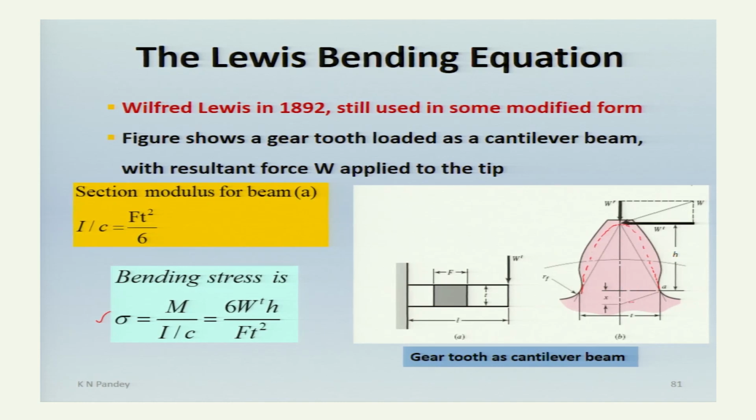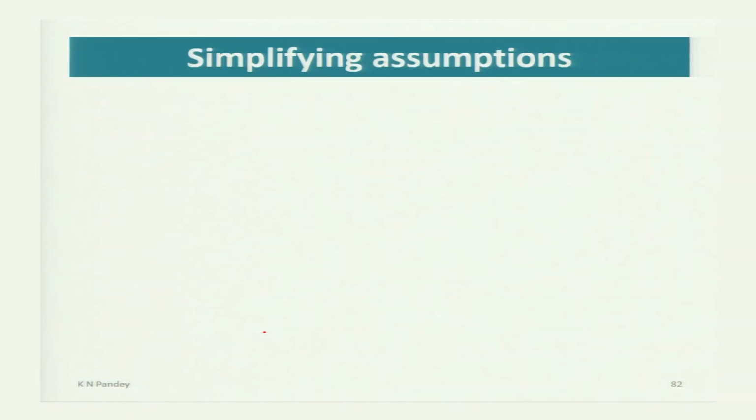So the cross-sectional area at the root was given by the width F, the width of the teeth, and the thickness t. So the cross-sectional area which will be bearing the bending load is F multiplied by t. Considering this, the bending stress was 6 Wt h divided by F t square.